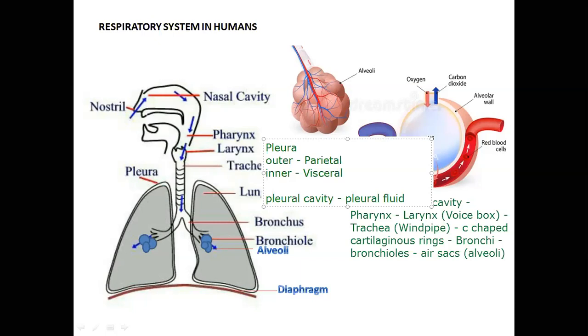It reduces the friction. Yes. Pleural fluid is present in the pleural cavity of the lung. Where is the pleural cavity present? In between the membranes of the lungs. Which membranes? The outer one is parietal and the inner is visceral. The lung has two membranes, outer parietal pleural membrane and inner visceral pleural membrane. In between these two membranes, the pleural cavity, an empty space, is present. That space is filled with a fluid known as pleural fluid that reduces the friction in the lungs.